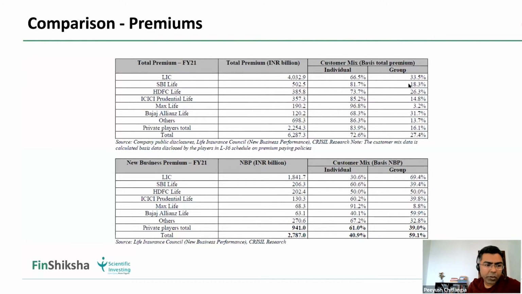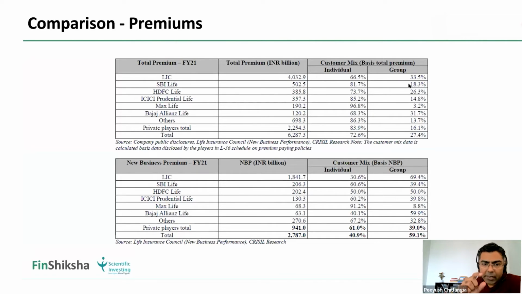If you start with this first table, this is the total premium collection. Then there's a mix of where it is coming from, individual versus group, in the second and third columns. So this is total premium, and then there is the new business premium. What is the difference? New business is the new business acquired this year. Total premium is the premium you're also getting for previous policies that are in force at this point of time, right?